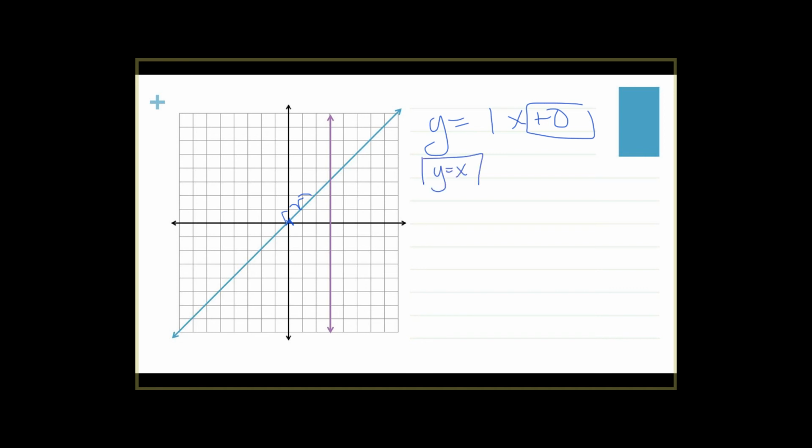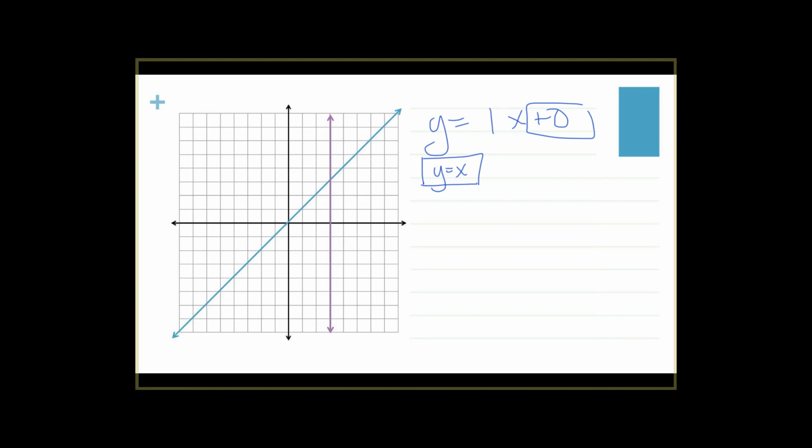Notice I say this line just about every day. I want you to know this line. Knowing what this line looks like is very important. So let me get rid of these because they bother me. So that line of y equals x, very important. Get to know what it is.